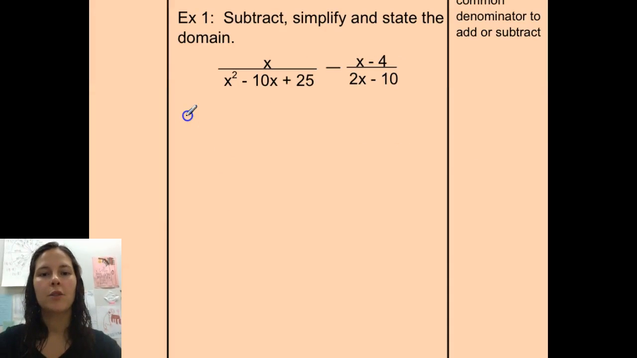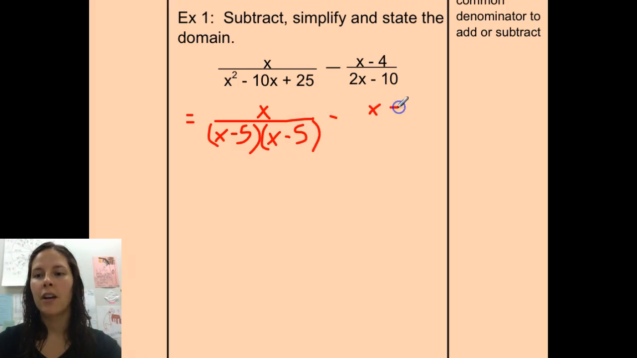The first thing we want to do before we find a common denominator is make sure that our denominators are in factored form. We do not want our numerators in factored form because we're going to have to add and subtract in the numerator, which means we'll have to multiply them back out anyway. In the denominator, we're taking a look at what multiplies to positive 25 and adds to a negative 10. Those values are negative 5 and negative 5.